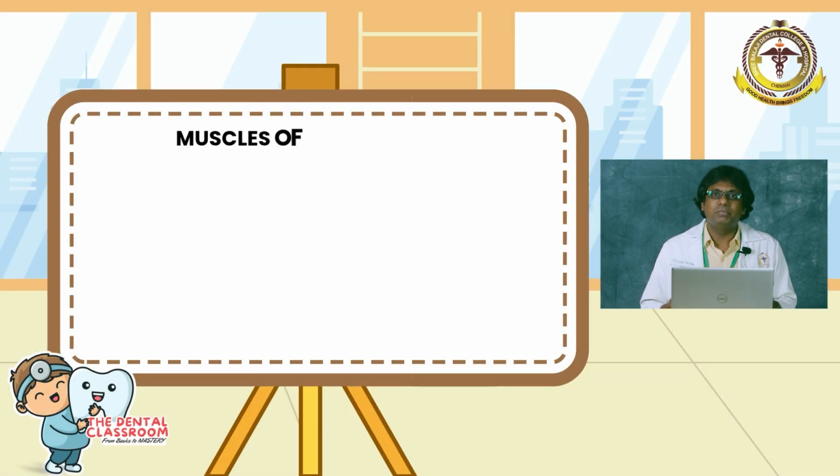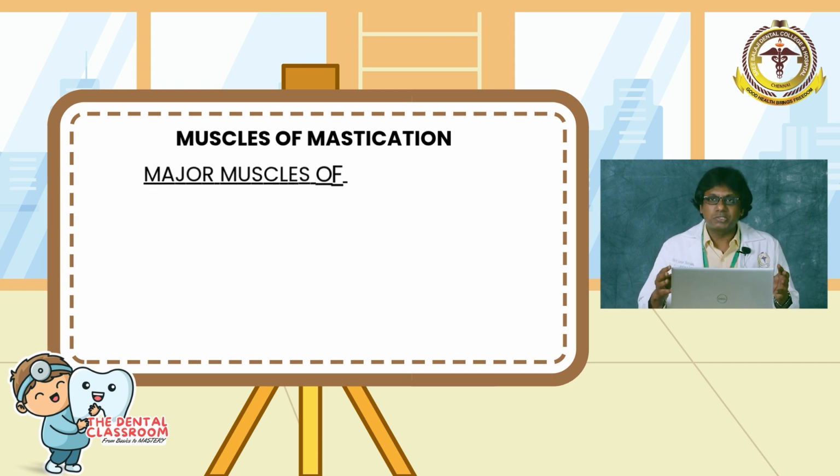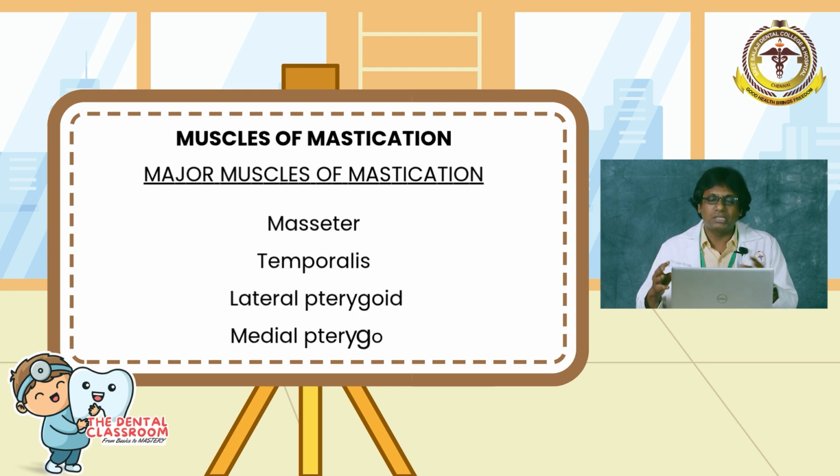Now we are going to see clinically how we examine the muscles of mastication. The muscles of mastication are basically divided into major muscles and accessory muscles. The accessory muscles have a very small role, and we are not much bothered about them. We are going to focus on the major muscles of mastication, which are four in number: the masseter, the temporalis, and the medial and lateral pterygoids.